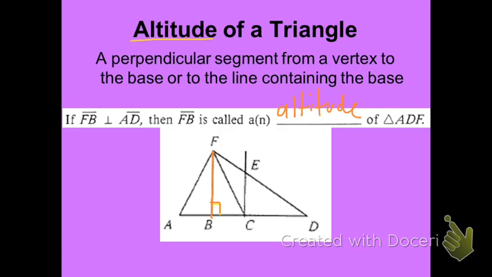And again, you can have an obtuse triangle like this, and if you wanted to measure the height of this obtuse triangle, you would draw the altitude straight down so that it was perpendicular to the base. So the altitude does not always have to be inside the triangle.